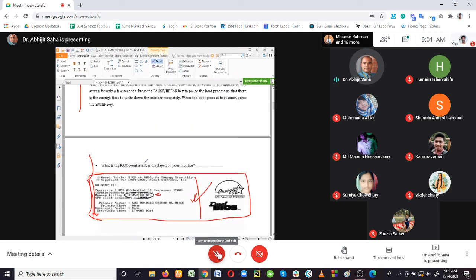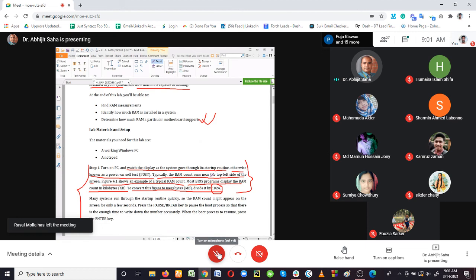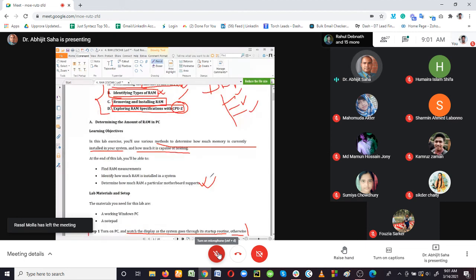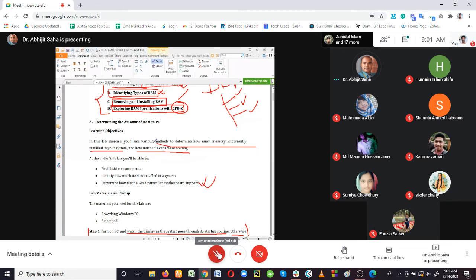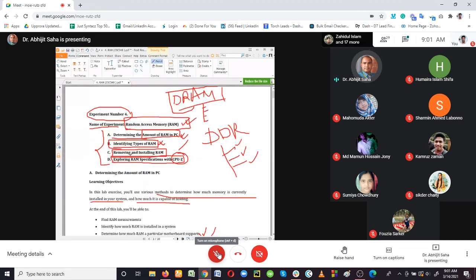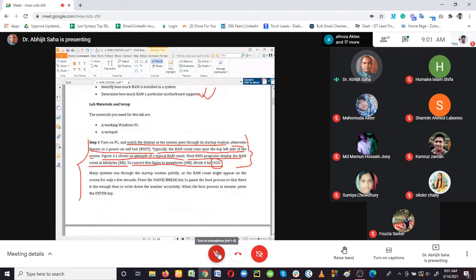This is not what you see these days. It usually just shows a logo of the brand. Like if you're using an Asus computer, it will show Asus. If you have a Gigabyte motherboard, it displays Gigabyte, and so on. There are different brands, so you'll see different brand logos on the screen. These days this portion is not shown anymore, so it is not useful now for the typical RAM count.